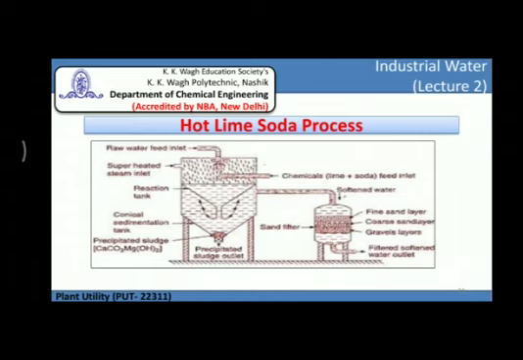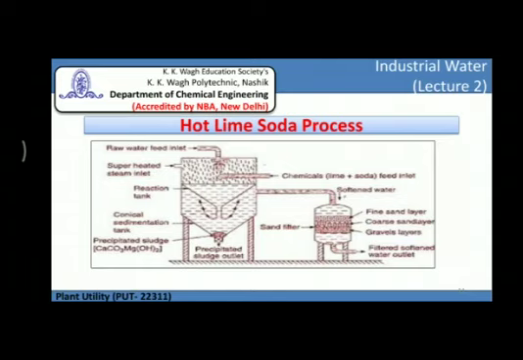is provided with the help of steam. Here we can see this one is a superheated steam inlet. From this the steam is provided to this tank, and the raw water and the chemicals are added inside this tank. Because of these hot conditions, they react easily.